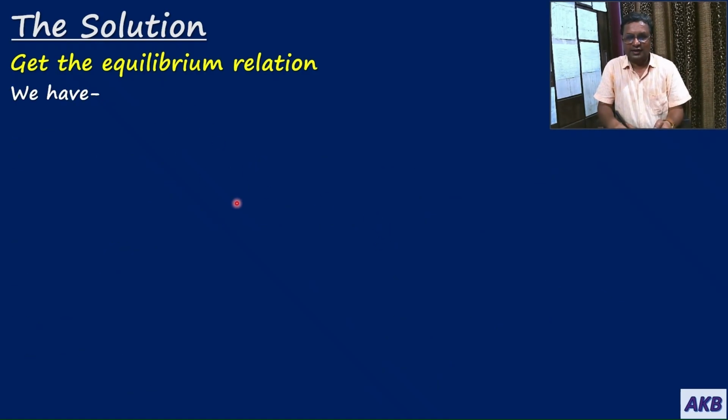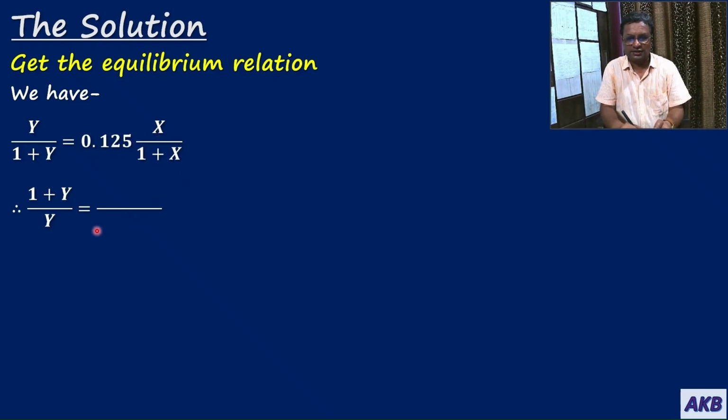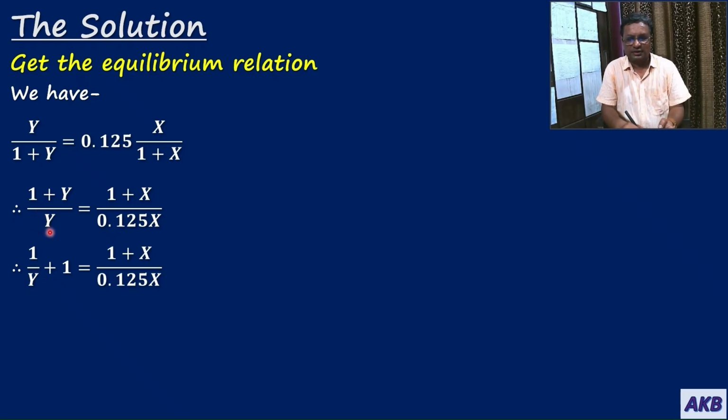So we are getting the equilibrium relationship. We have got this equation, capital Y upon 1 plus capital Y is equal to 0.125 into capital X upon 1 plus capital X. So I will take the reciprocal on both sides. So it will be 1 plus capital Y divided by capital Y is equal to 1 plus capital X divided by 0.125 capital X. Then I will simplify it further. I will separate the denominator.